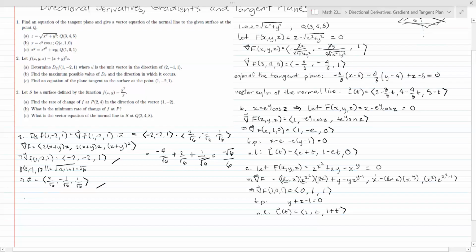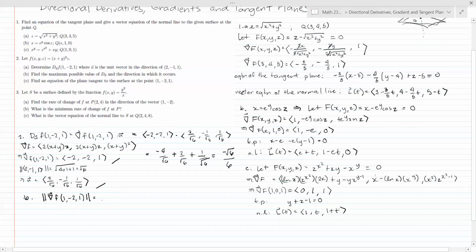So that's A. And for B, the maximum possible value of the directional derivative du in the direction into which it occurs. So find the maximum value. The maximum value is the norm of the gradient, evaluated at I think the same point still. Find the maximum value of du.